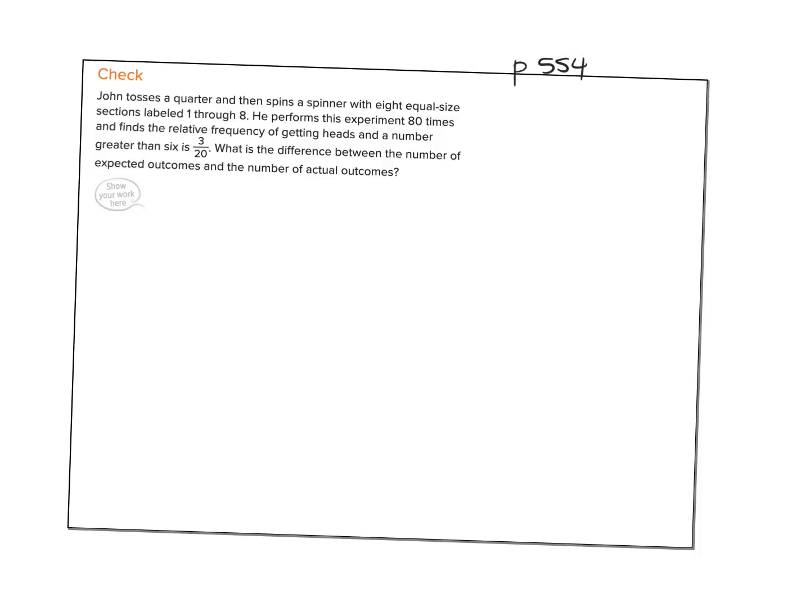Here is our problem. It says, John tosses a quarter and then he spins a spinner with 8 equal size sections labeled 1 through 8. He does this 80 times and he finds the relative frequency of getting heads and a number bigger than 6 is 3/20. So that means when he did it, he figured out his probability was 3 out of 20. That was the relative frequency, or that's what happened in the experiment. So I want to know how many times did he actually get a heads and a number bigger than 6. So again, that's what I want. A heads and a number bigger than 6.